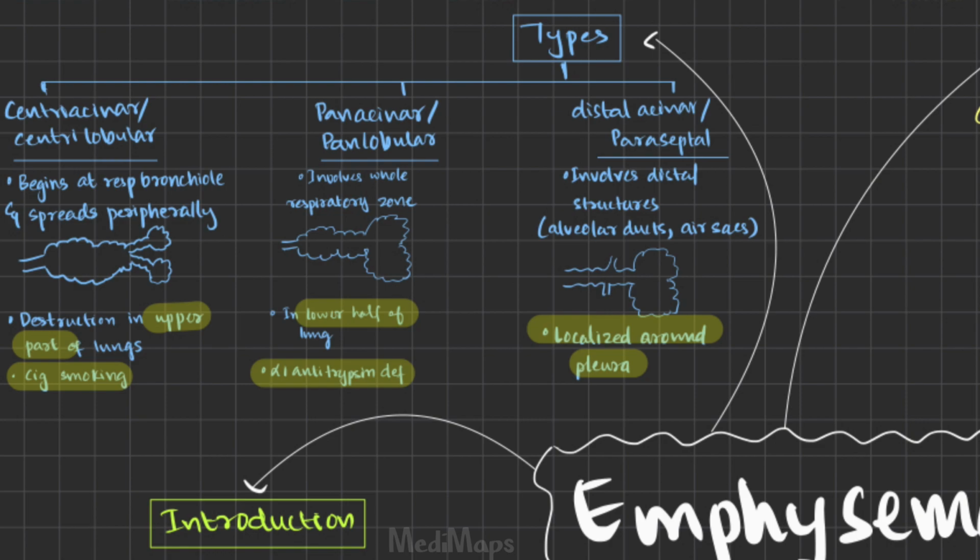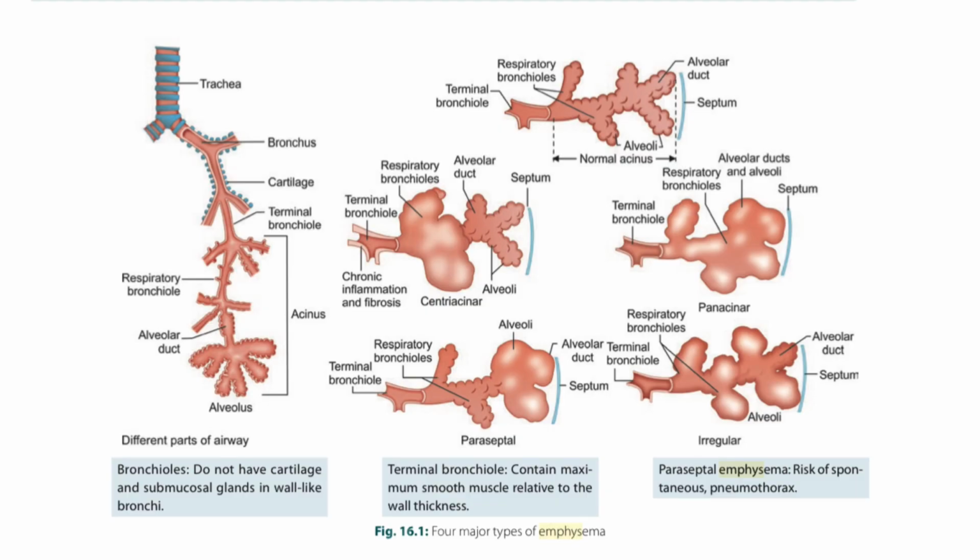The fourth main type is irregular. That is, the acinus is irregularly involved. It is the most common form of emphysema, and it occurs near scars around old healed inflammatory processes like tuberculous scars. You can pause and look at the picture that I'm showing now.